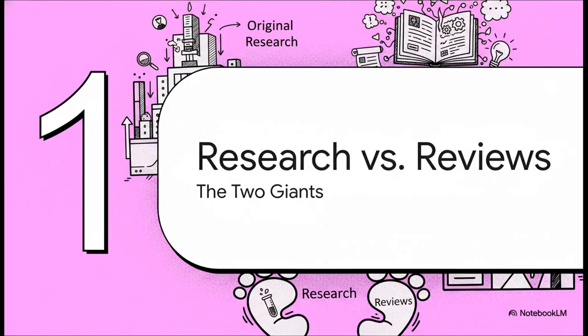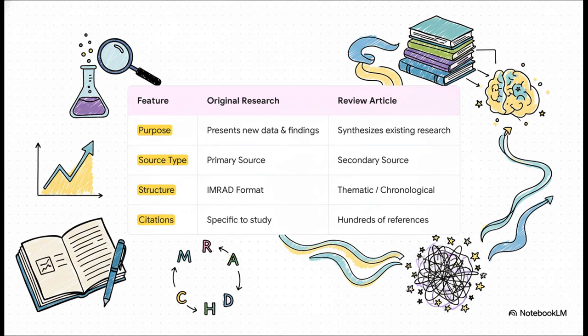Okay, let's start with the two biggest creatures you're going to run into, the absolute giants of this jungle: original research articles and review articles. Getting the difference between these two is, without a doubt, the most important first step. It changes everything. So let's break it down. On one hand, you've got original research. This is all about something brand new. It's a primary source, presenting fresh data from an experiment, and it usually follows this really specific structure called IMRAD.